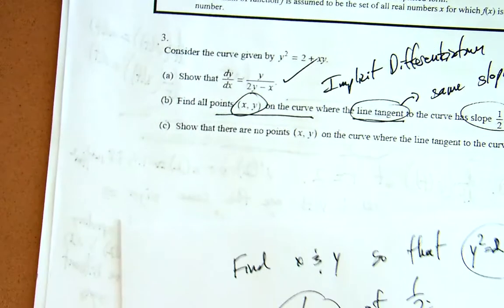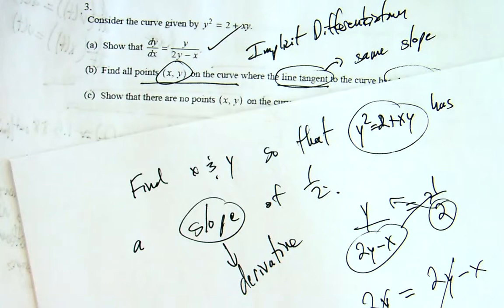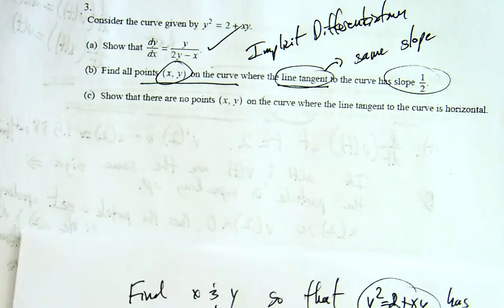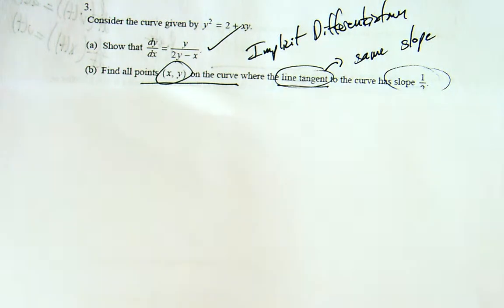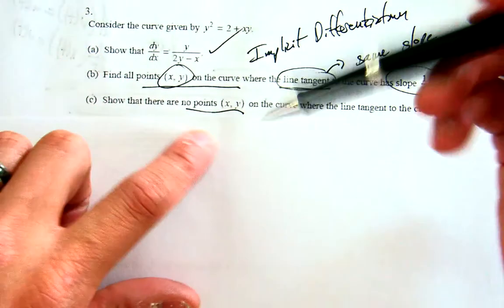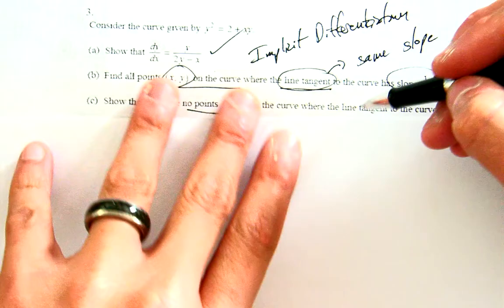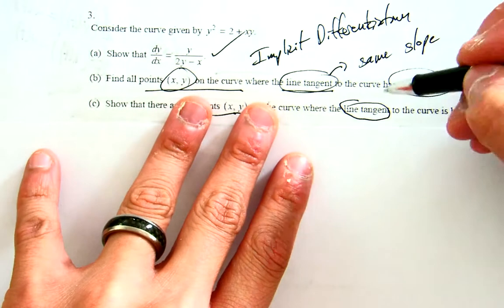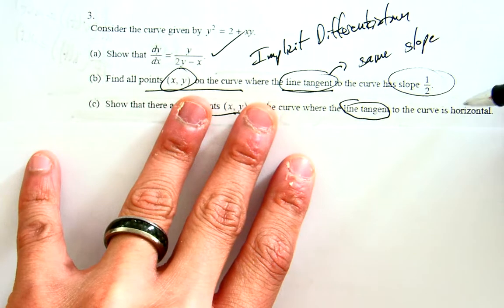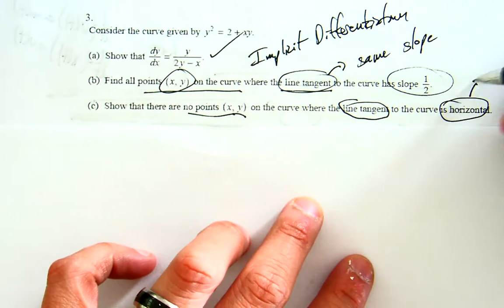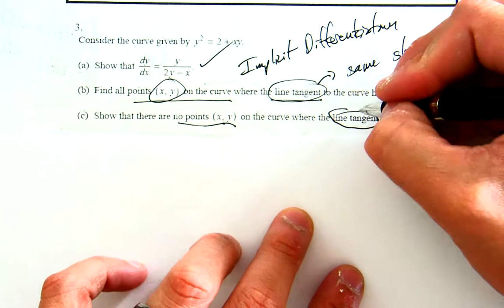So we're going to move on to part C now. I'm going to move to a separate sheet of paper. Part C says, show that there are no points x, y. So again, I'm going to need to try and find them to show that there are none, on the curve where the line tangent, that means the same slope as the curve, is what? Horizontal.